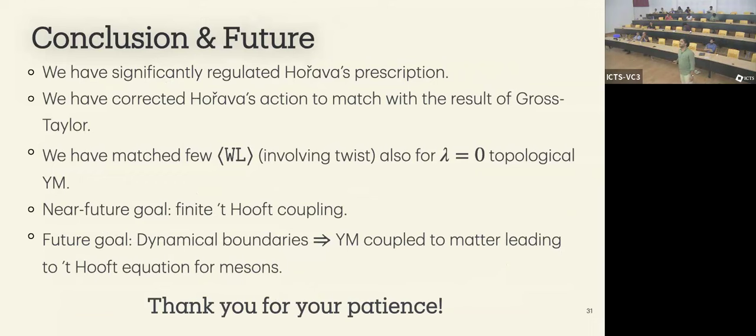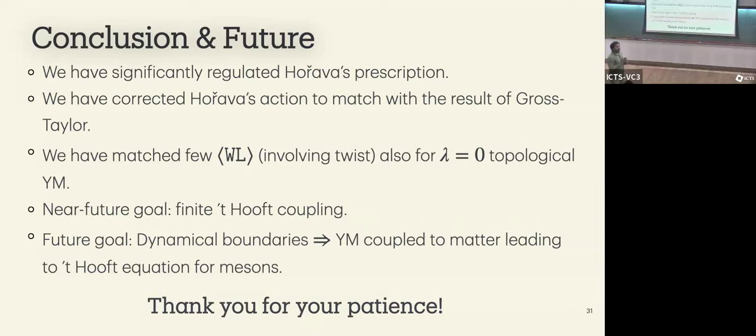and we have corrected one of the main terms in Hořava's action to match with the result of Gross and Taylor, and we have matched a couple of Wilson loops, particularly involving the topological case, that is the gamma 8 contribution, in the topological Yang-Mills. In the near future, we want to finish this finite 't Hooft coupling case, which should be doable. And in the future, the goal is to check the dynamical boundaries. That means making the boundary condition a bit flexible so that it can fluctuate and it will capture the fermions also, the adjoint fermions or any fermions we have, so that we can get the 't Hooft equation for the mesons. That's the bigger goal. Thanks.